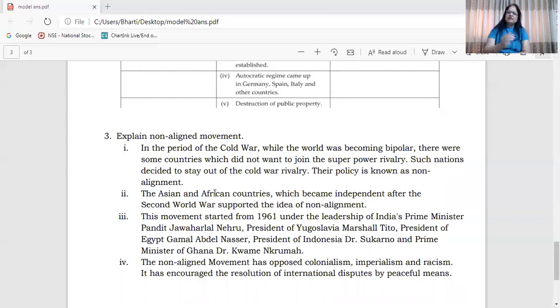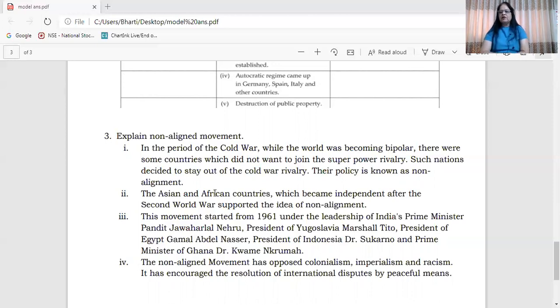If you have mentioned nation's name, good enough. If you have not made use of few words, it's okay. But the meaning should be exact what is explained in the first point. It is a very important point. Second one is Asian and African countries which became independent after the Second World War supported the idea of non-alignment. Point number 3. This movement started from 1961 under the leadership of India's Prime Minister Pandit Jawaharlal Nehru.